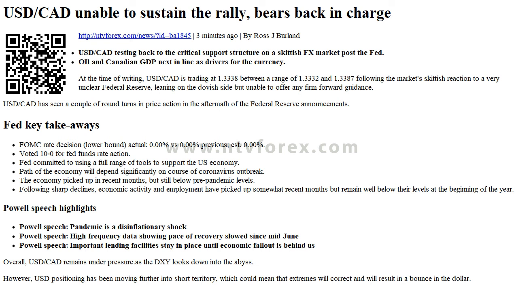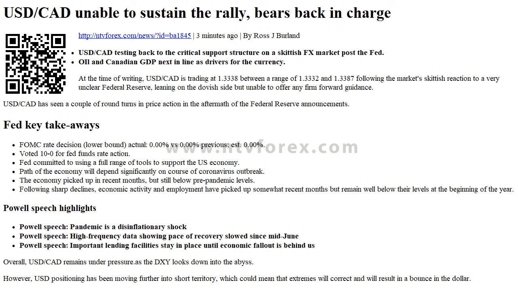At the time of writing, USD/CAD is trading at 1.3338 between a range of 1.3332 and 1.3387, following the market's skittish reaction to a very unclear Federal Reserve, leaning on the dovish side but unable to offer any firm forward guidance. USD/CAD has seen a couple of round turns in price action in the aftermath of the Federal Reserve announcements. Fed key takeaways.